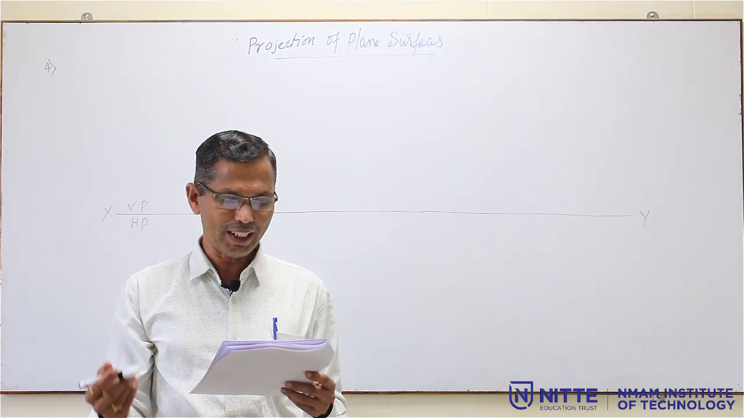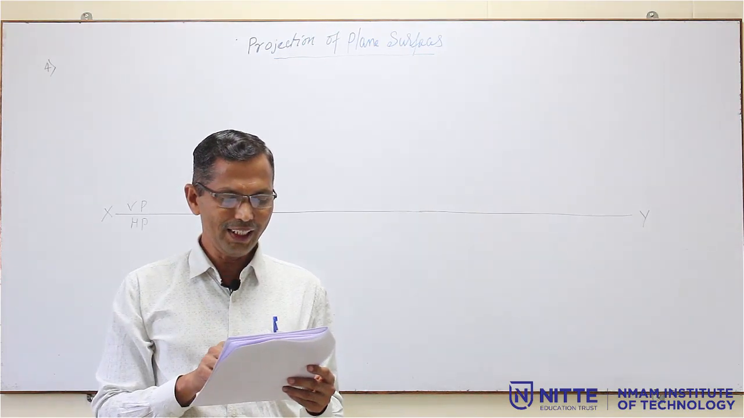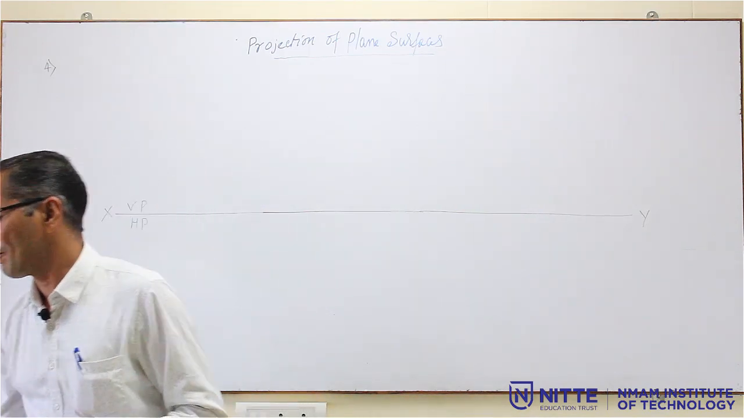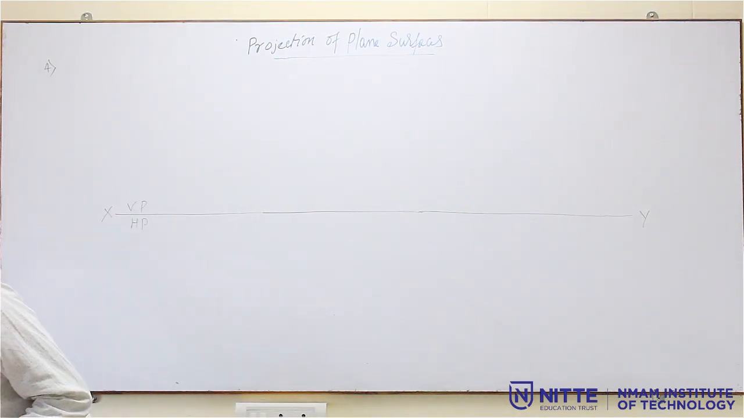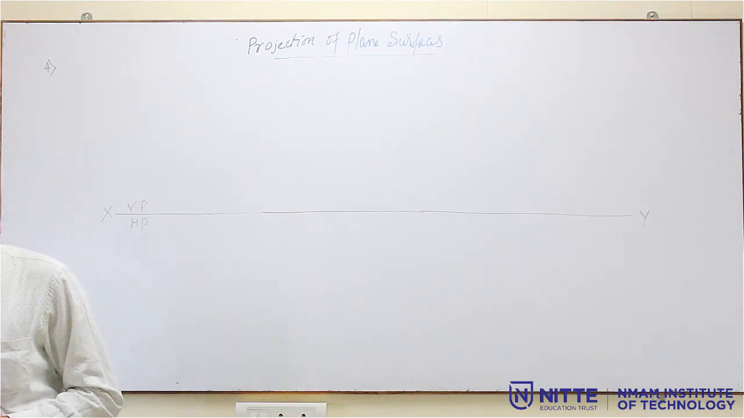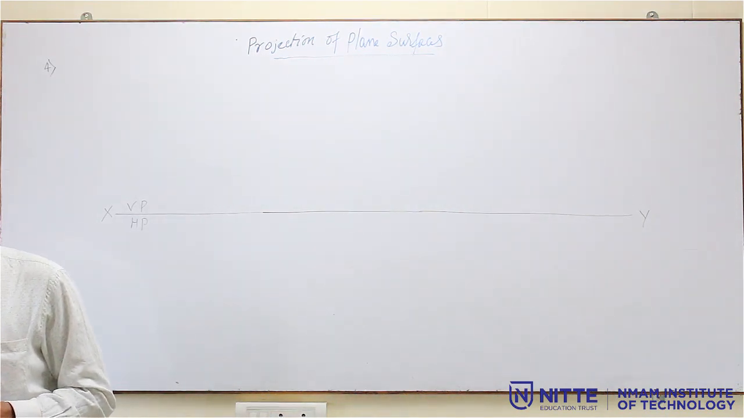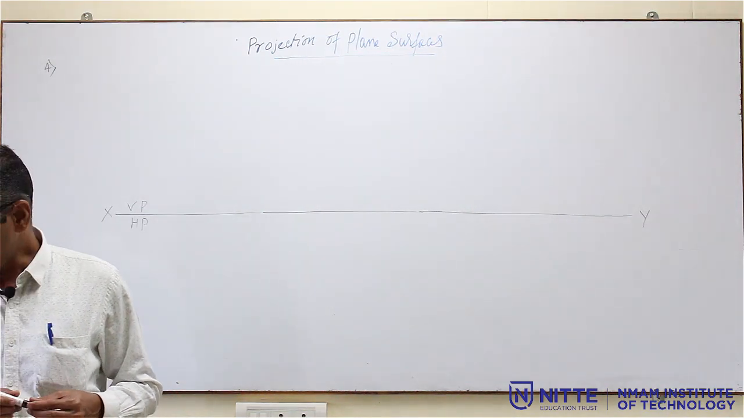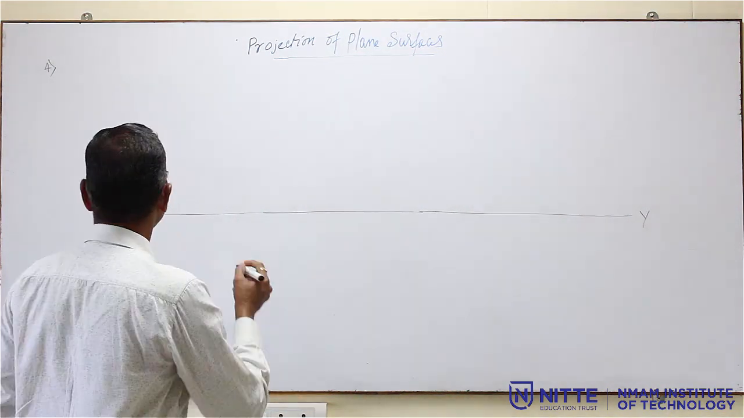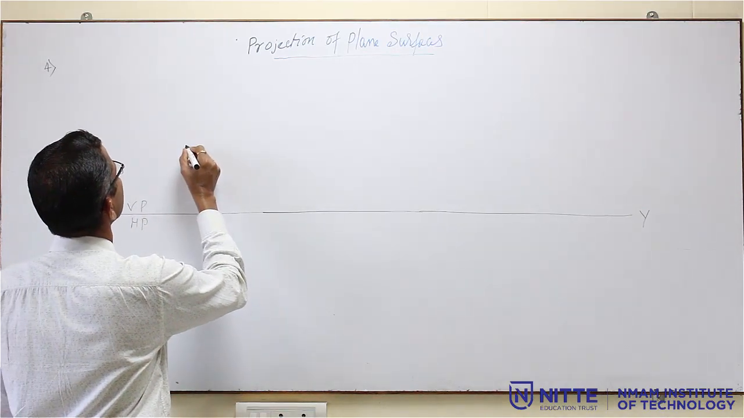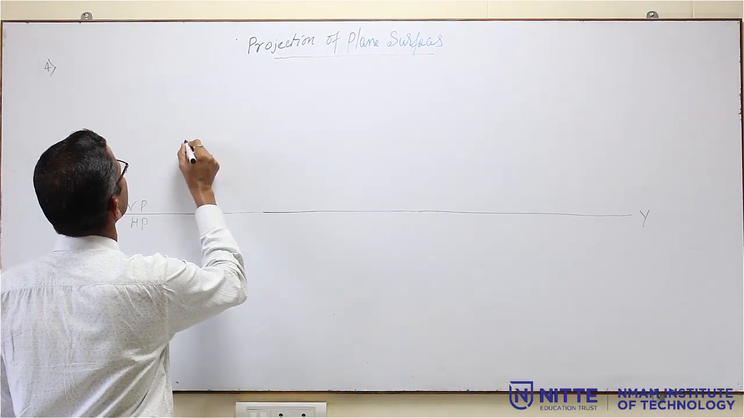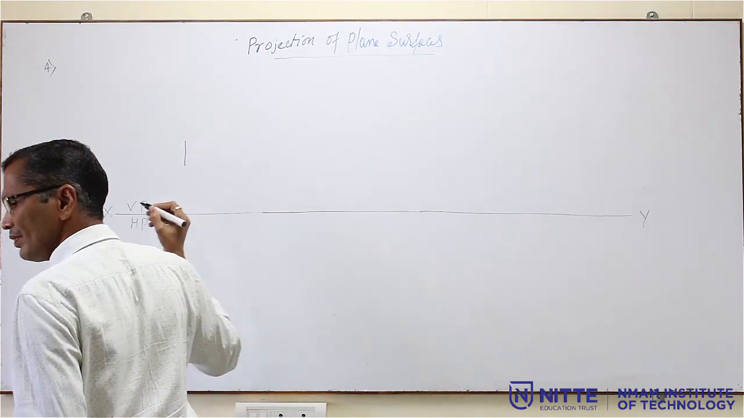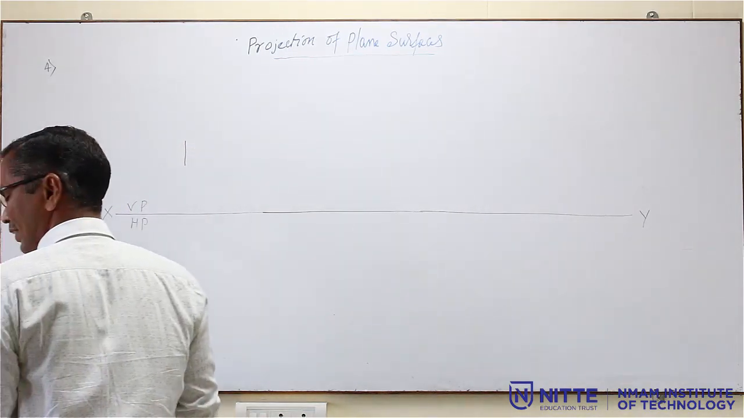Then what is the second condition they have given? The diagonal is inclined at 30 degrees to HP. So, that is the second step. So, we have to start from VP. The reason is the surface is inclined to VP and one of the edges touches VP. So, you have to draw the hexagon here in VP with edge condition.